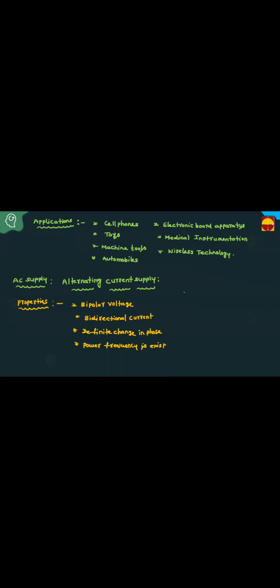The ideal AC waveform is a sinusoid. You know this ideal AC waveform. Which is the ideal AC waveform? That is a sinusoid. The sinusoidal is the ideal AC waveform. We'll see this waveform in detail in the AC analysis. But this ideal AC waveform is very popular.